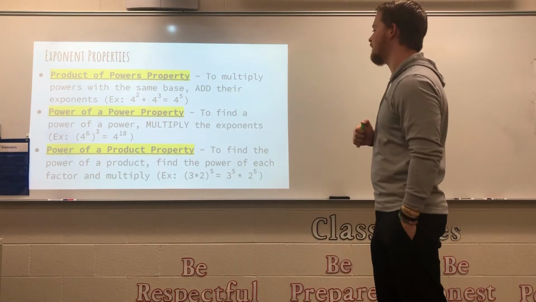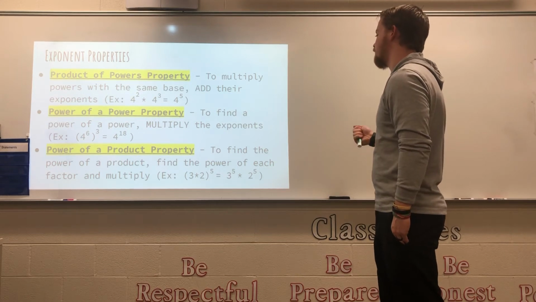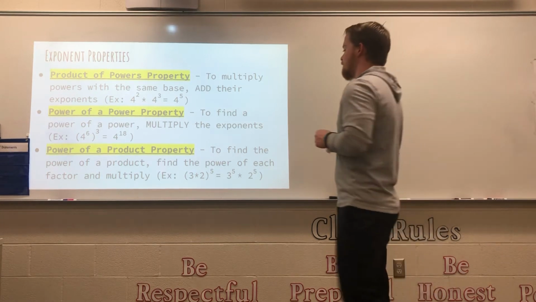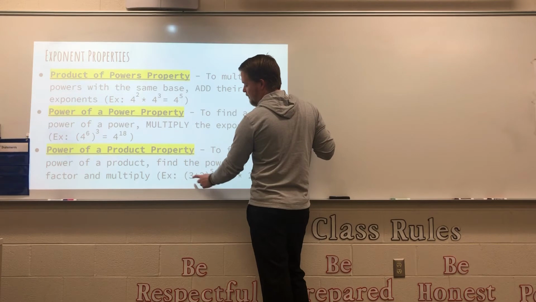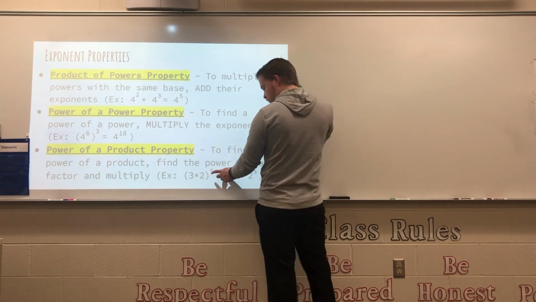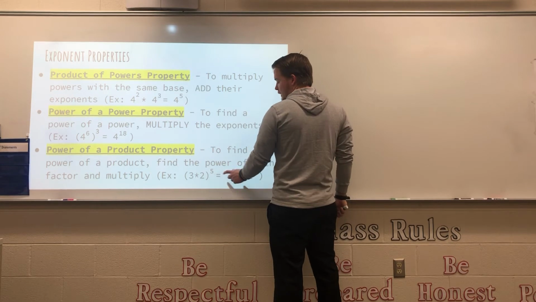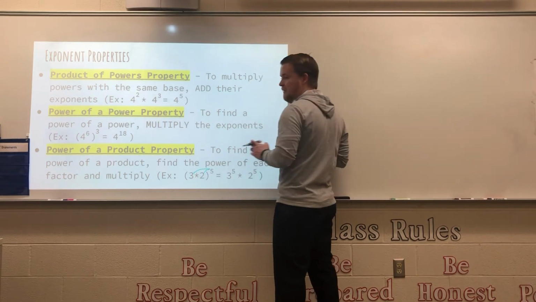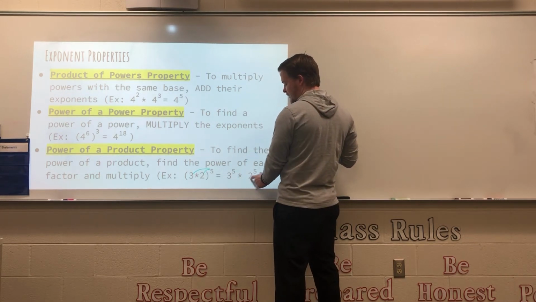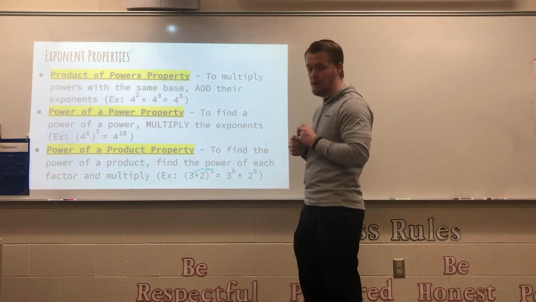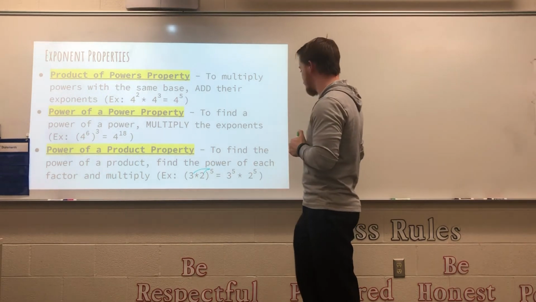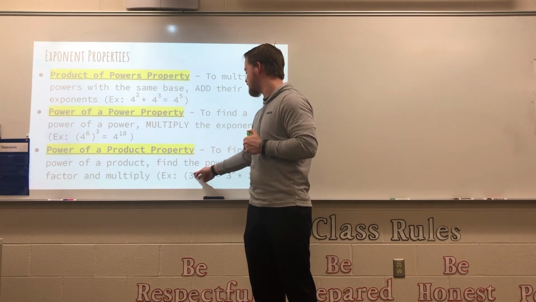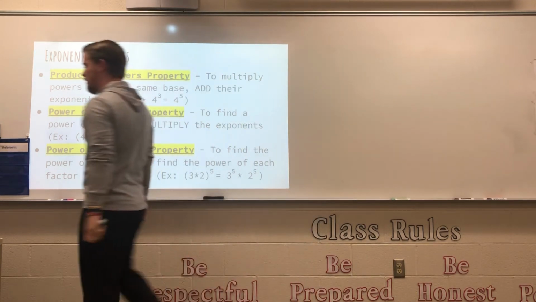And then finally, to find the power of a product, find the power of each factor and multiply. So what that means is, if you have, in parentheses, multiple things being multiplied together, so 3 times 2, and that whole thing's taken to the 5th power, it's pretty much like distributive property. You're taking that 5th power to the 3 and the 2, everything inside. So that becomes 3 to the 5th times 2 to the 5th. You'll see examples with exponents like that, or with variables like that. So understand, if you have things on the inside of parentheses being multiplied, you take that power on the outside to each one. So I know those are all kind of similar.